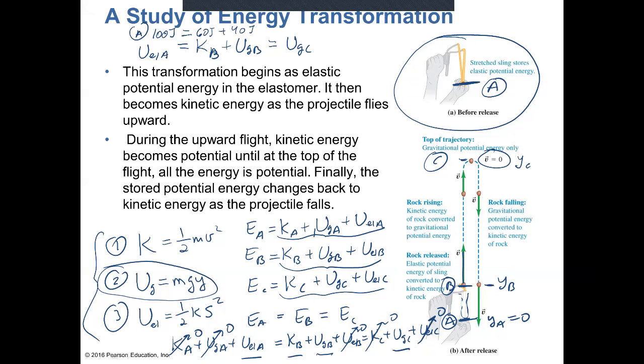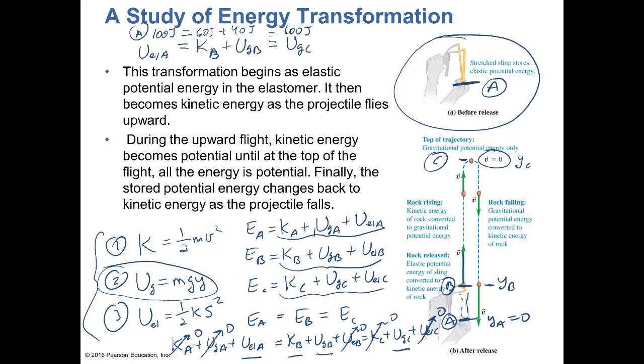But when we go to point C, there is no elastic potential energy, there is no kinetic energy, only gravitational potential energy. That means all of the energy, all 100 joules, now is gravitational potential energy. All right. That means we went from elastic to gravitational and kinetic, and then to fully gravitational. You can see we converted energies back and forth several times. So this is kind of what happens.